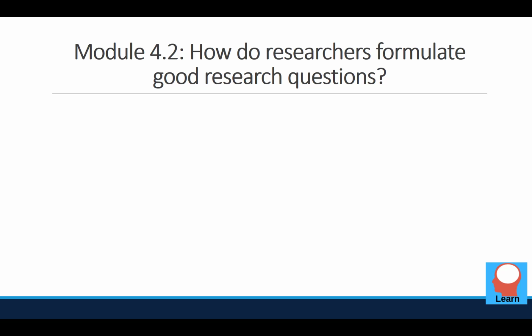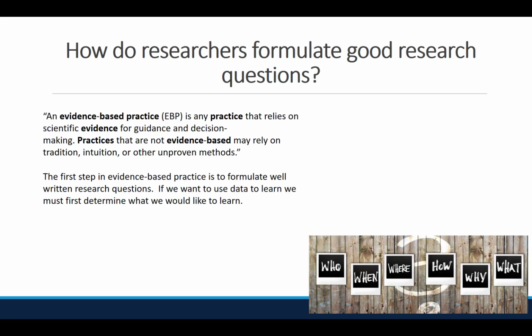Module 4.2. How do researchers formulate good research questions? One of the goals of biostatistics is to promote the idea of evidence-based practice. According to Wikipedia, an evidence-based practice, or EBP, is any practice that relies on scientific evidence for guidance in decision-making. Practices that are not evidence-based may rely on tradition, intuition, or other unproven methods. The first step in evidence-based practice is to formulate well-written research questions. If we want to use data to learn from, we must first determine what we would like to learn.